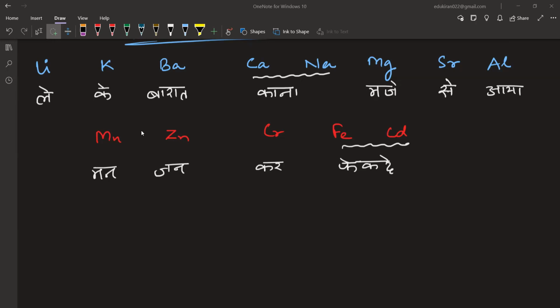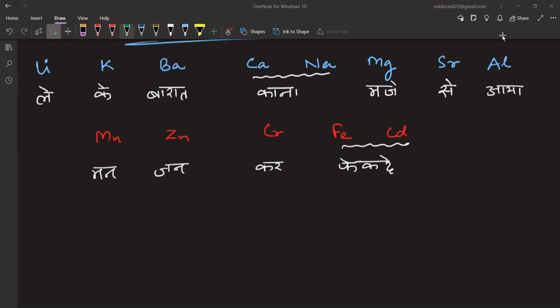Got it? Okay, but what does it mean? मंजन कर फेंक दे. मंजन करो और फेंक दो. ओके, क्या करो? मंजन फेंक दो. Like you will spit it out right after doing it. Oh, like that. Okay. लेके बारात कान्हा मजे से आया. That is one sentence. मंजन कर फेंक दे.